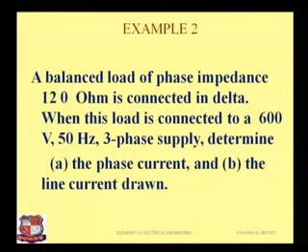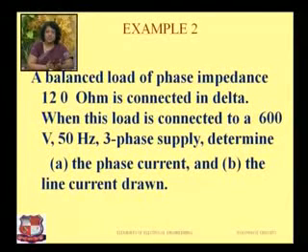Now a balanced load of phase impedance 120 ohm is connected in delta. When this load is connected to a 600 volt 50 hertz 3-phase supply, determine first the phase current and second the line current drawn. So it is very easy. It is a balanced load given, each phase impedance is given, that is 120 ohm, and the type of connection is delta.